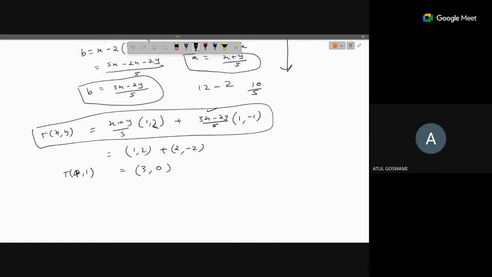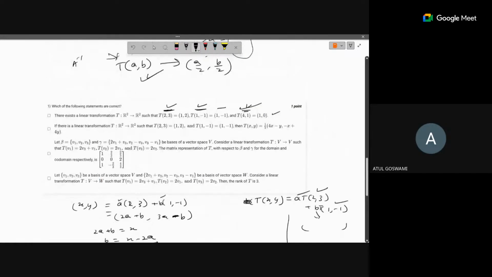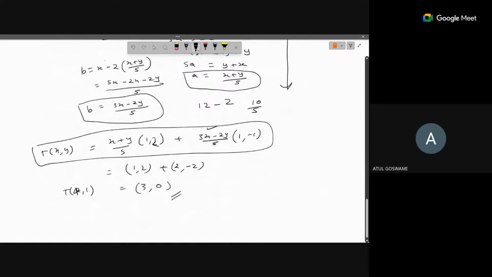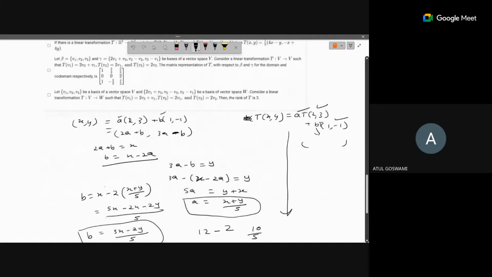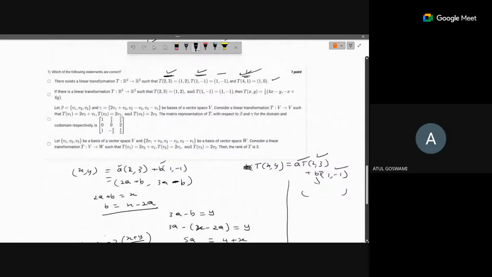Okay, so we have checked for 4 comma 1 also, and yes, it is right. It is 3 comma 0, but in the question it is given 1 comma 0. That's why this option is not correct.